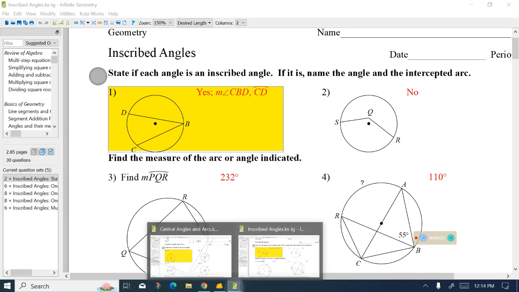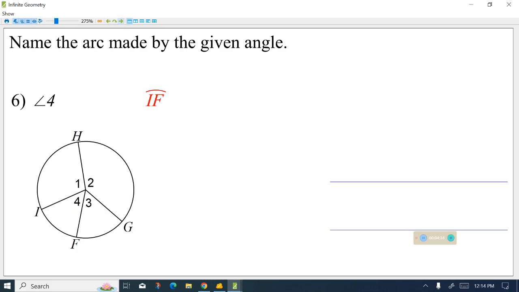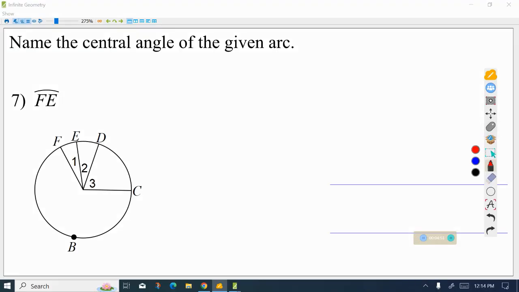You could think about number 5 for a second, and I'll put the answer up here. The answer for 5 would be EF, and the answer for number 6 would be IF. So you guys should be able to understand how to do these right now. I'm hoping that that makes sense to you. We'll move on to the other procedure that's basically just going backwards. So now we're making sure that we understand what happens when we have a central angle.